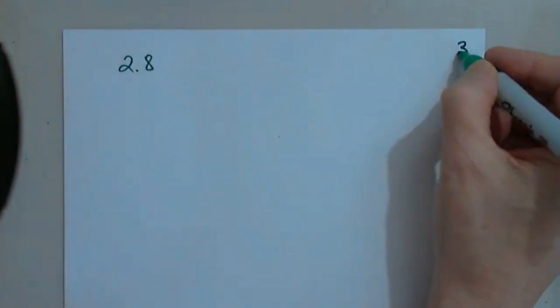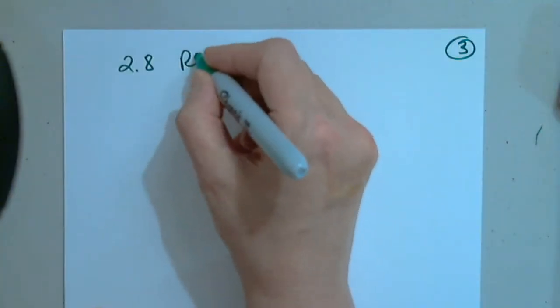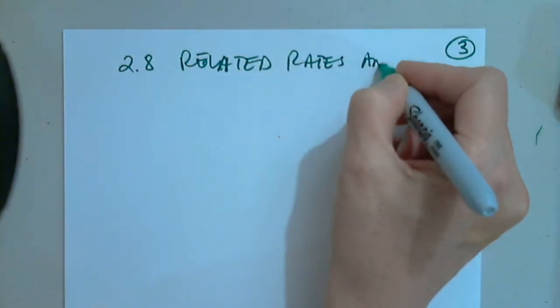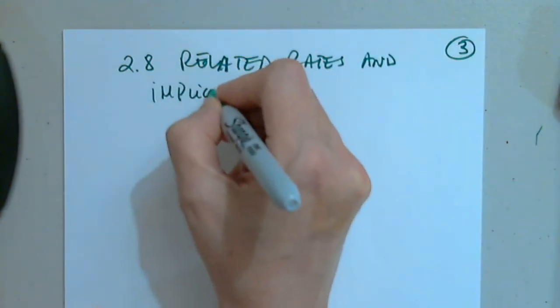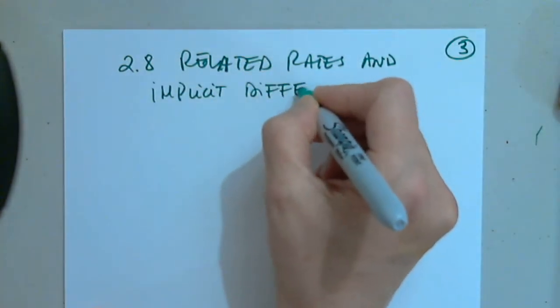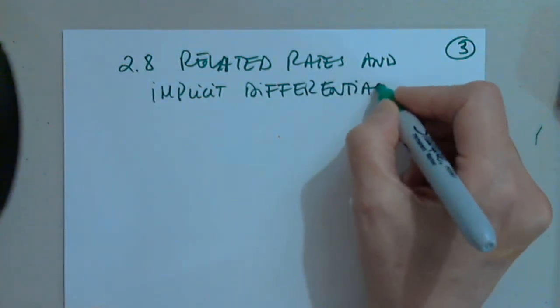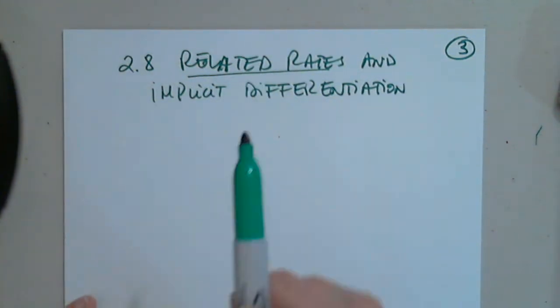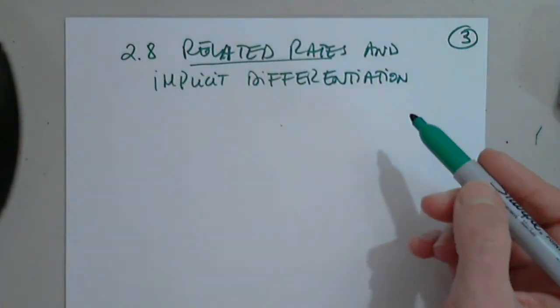Okay, so in that case, I'm going to continue with the last section of this chapter, which deals with implicit differentiation. That's section 2.8. You can stop me anytime if you remember anything that you want me to work on. So this is related rates and implicit differentiation. We're going to start with implicit differentiation. This will come after.